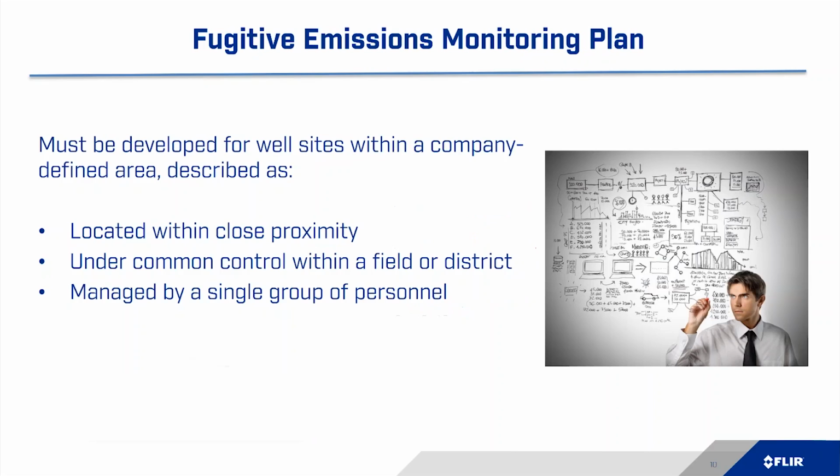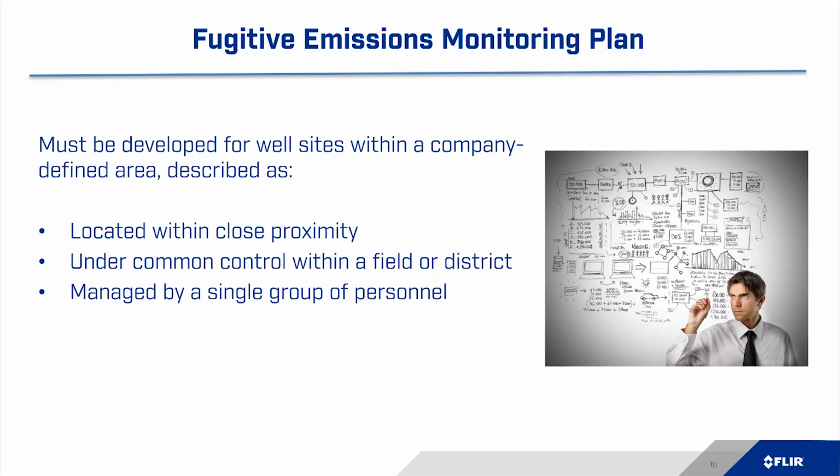One thing that is a big overarching theme when it comes to the specific methane regulations is the need to develop a fugitive emissions monitoring plan. And this is something that we primarily focus on here in the remainder of this presentation, as well as in our Quad OA specific course. They do state that a fugitive emissions monitoring plan must be developed for well sites within a company-defined area, which could be construed as somewhat vague. We did pull out some descriptors of how the EPA looks at a company-defined area from the regulation itself. I believe this was maybe in the preamble.